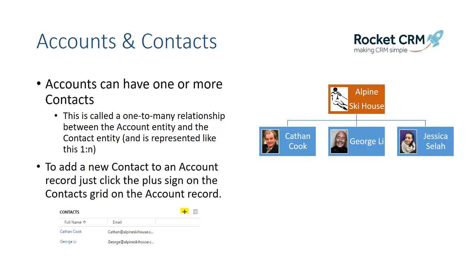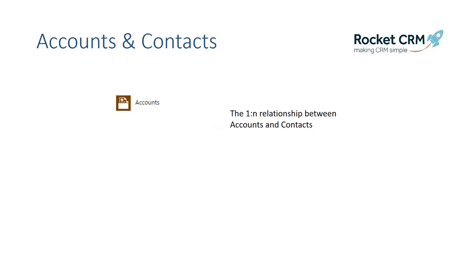So to add a new contact to an account record in Dynamics 365, all you do is you go to the account and you go to the contacts grid and you click the little plus sign and a form will pop down and you can actually add your new contact to your account record. So how that relationship looks is like this, a one-to-many relationship between accounts and contacts.